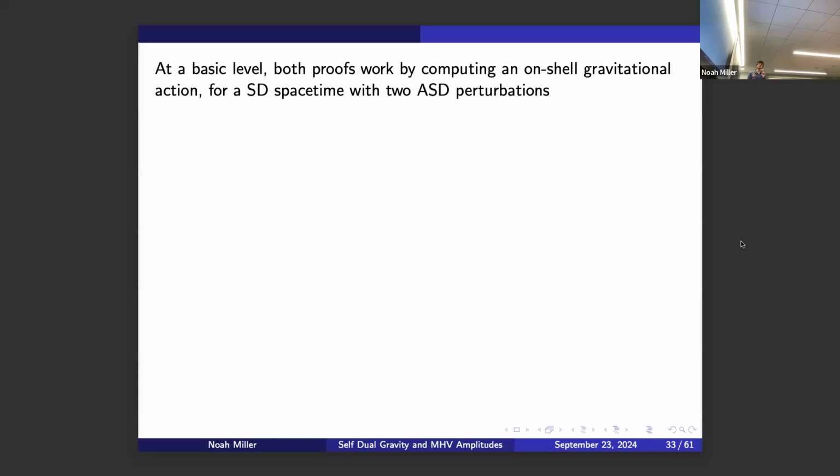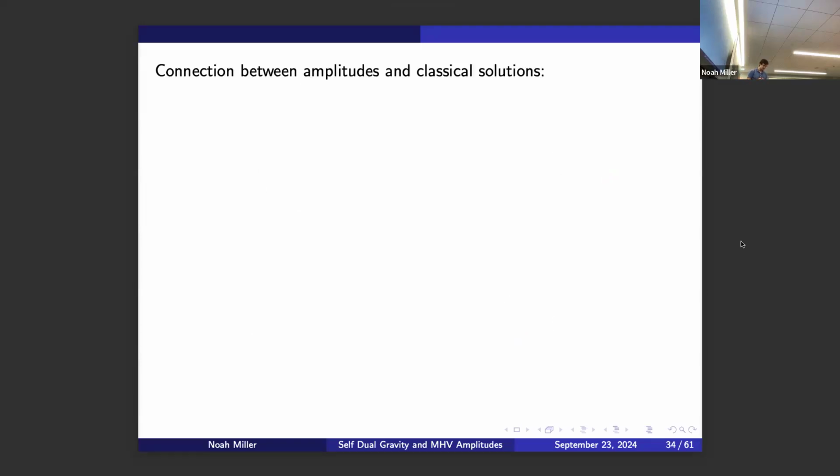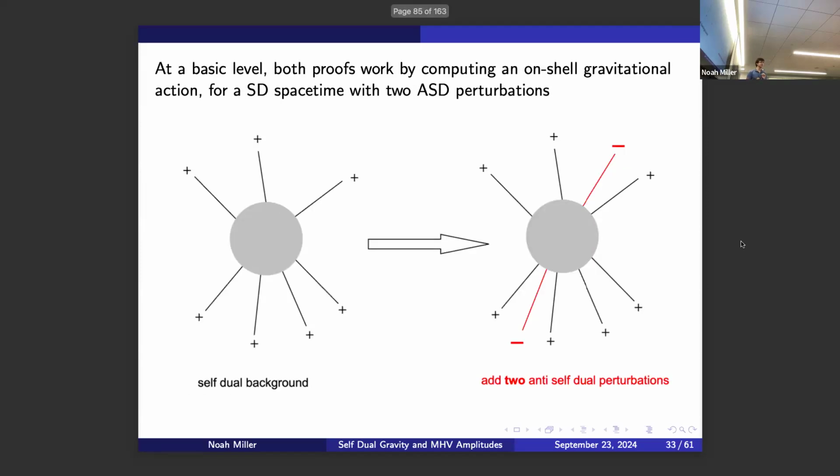So, okay, how do these proofs work? At a basic level, both of these proofs work by computing an on-shell gravitational action for a self-dual spacetime with two anti-self-dual perturbations. So far in this talk, I've told you how to compute self-dual spacetimes with a perturbative expansion. And if you add two anti-self-dual perturbations corresponding to two negative helicity gravitons, this is the spacetime that corresponds to an MHV process. But if you have the spacetime, how do you get the amplitude?